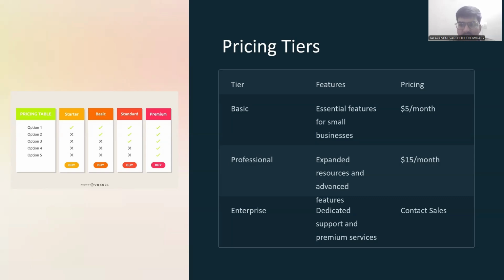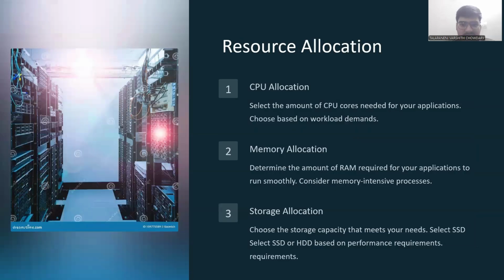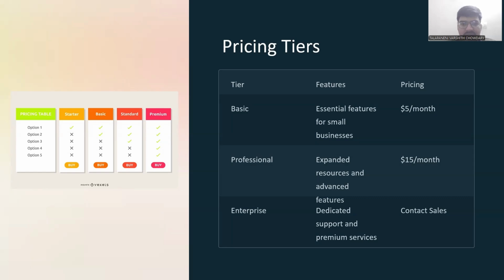And coming to the professional tier, the people who are working or researching can use this, and it is $15 per month. It contains some more advanced features. You can get more disk space, more RAM, and you can have a CPU of your own, not shared with anyone else.